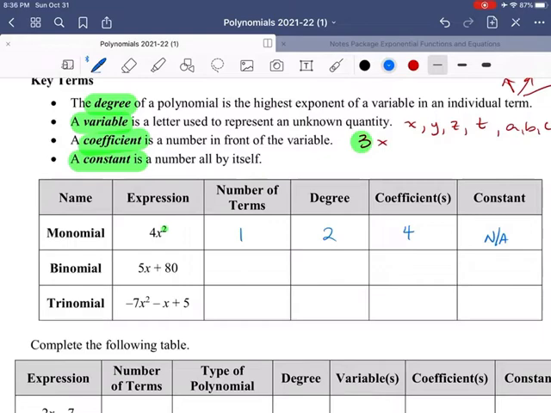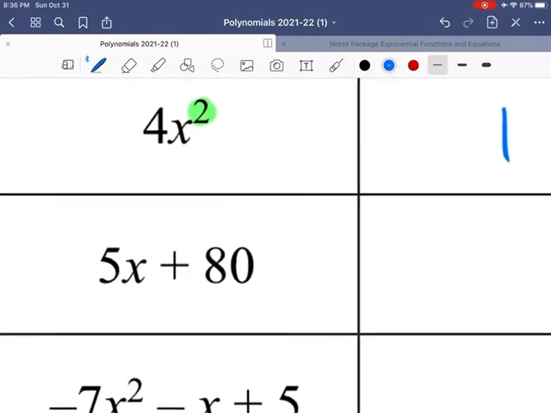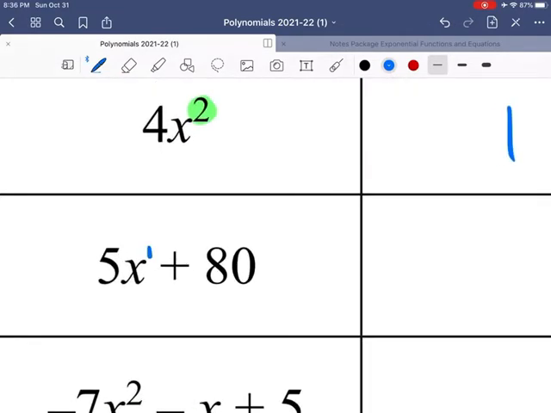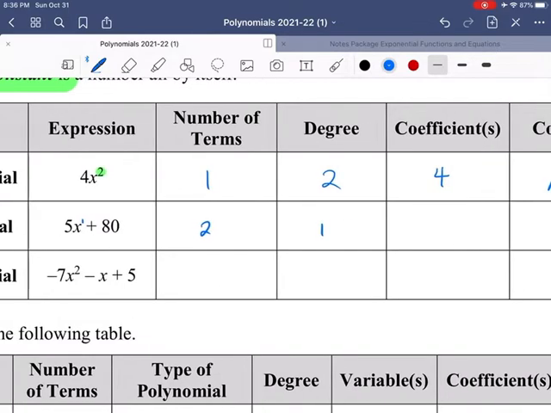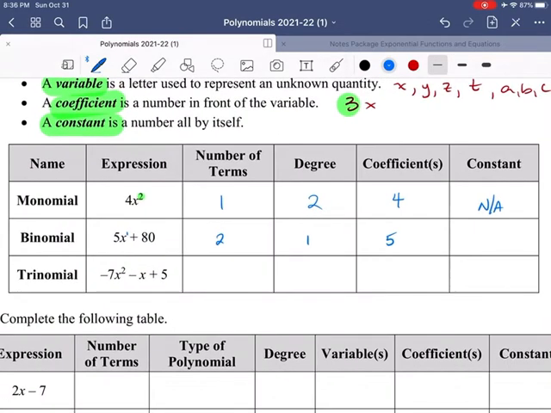So here's a binomial. One thing to note, this exponent is 1. So the number of terms, there's two terms, the 5x and the 80. The degree is 1, because that's the biggest exponent we see. The coefficient is 5. That's the number in front of the x. And the constant is positive 80. You don't need to write the positive sign, but let's just remember it's positive 80.